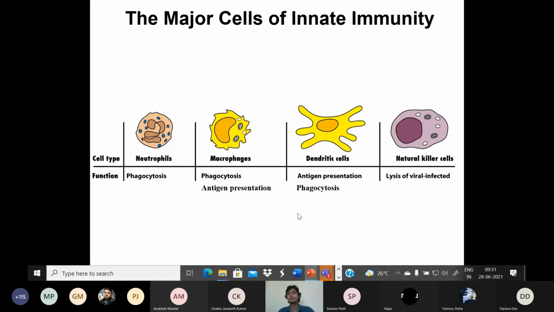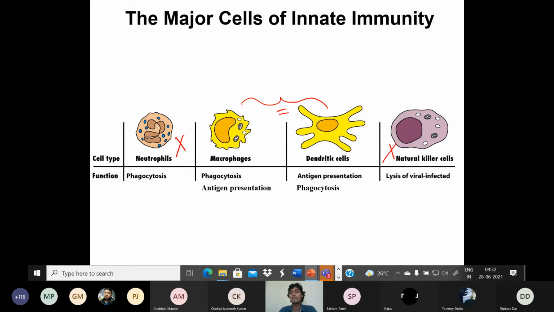the major cells of innate immunity, as I told you, like neutrophil and natural killer cells, they also take part in the innate immune system, but at this level it will be difficult for us to discuss, so just forget about these two. But we cannot ignore this macrophage and dendritic cell. Okay, we have to understand. So in order to discuss the further other thing, we need to know about these two.